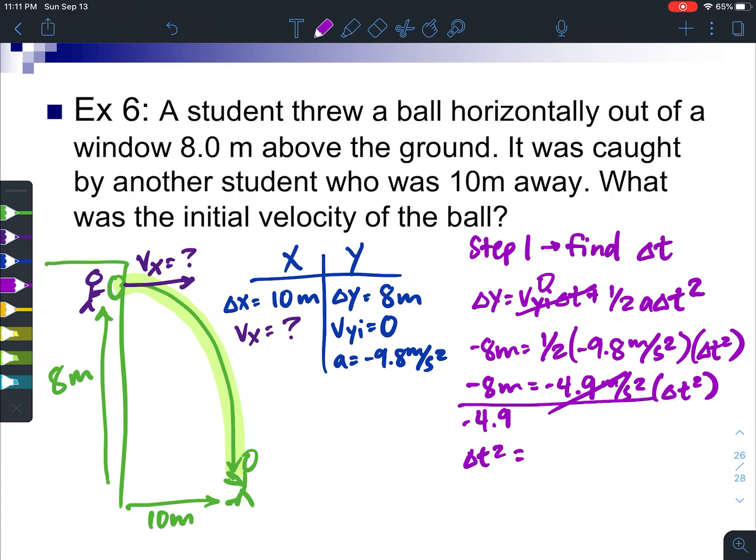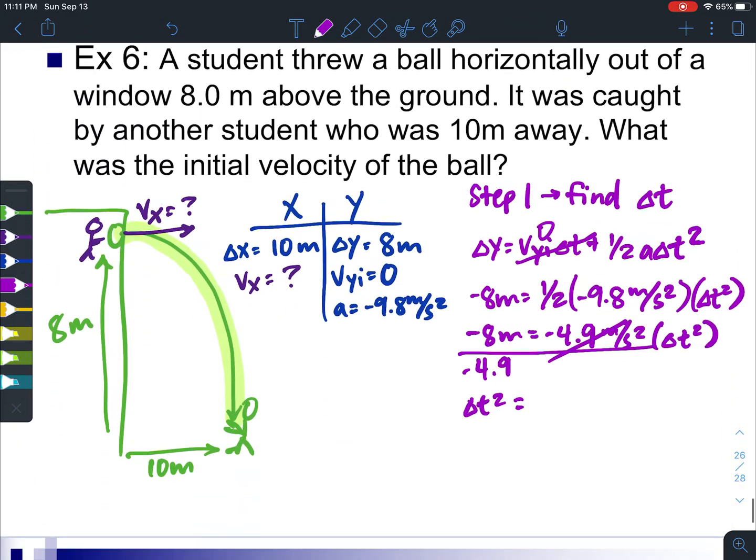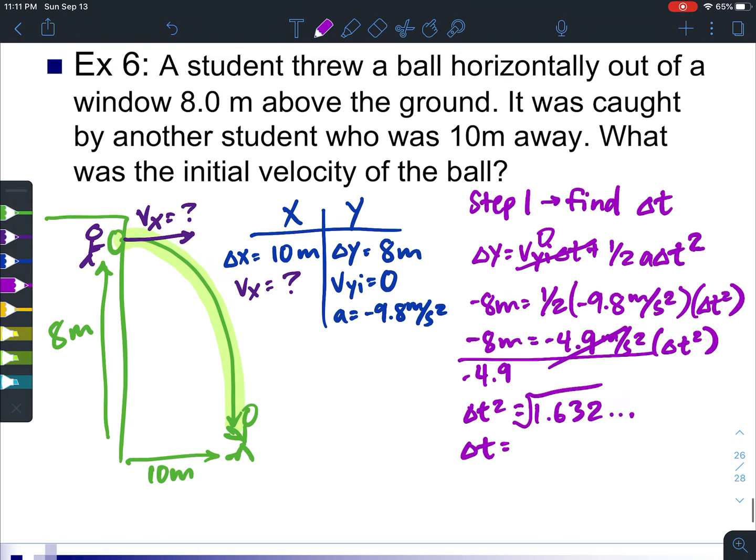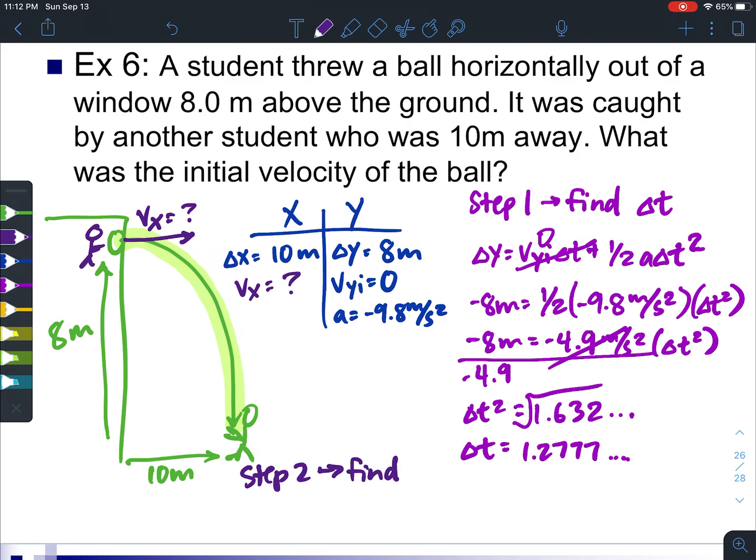So t squared is approximately 1.632, lots of decimals. I'm going to take the square root of that though because I want t and not t squared. And so I have a time of 1.2777, etc. Okay, I'm going to go ahead and just leave that with a lot of decimals for now. So now my step 2 is going to be to solve for what I'm actually needing to solve for, okay, which is to find Vx. That's what the question asks for.